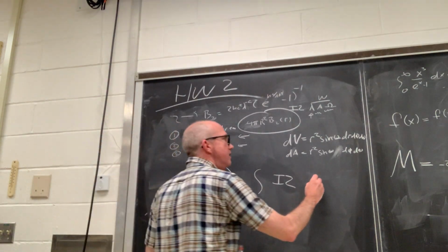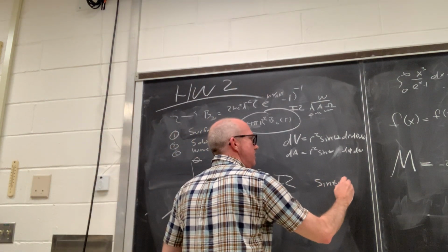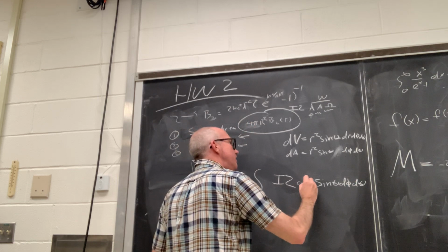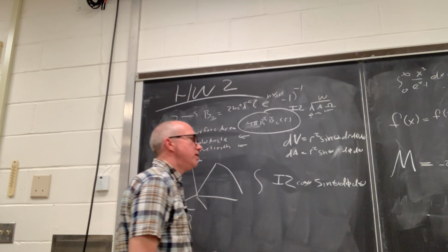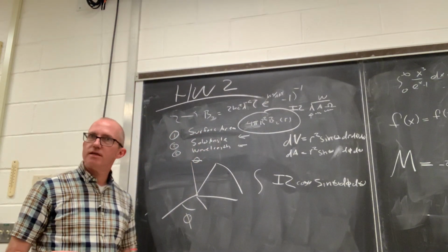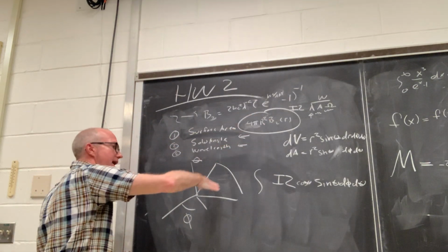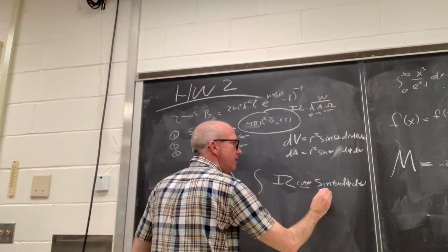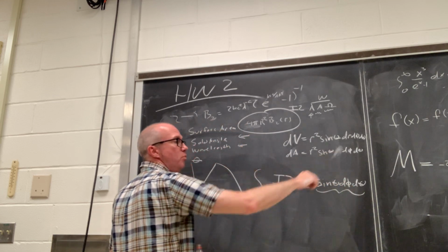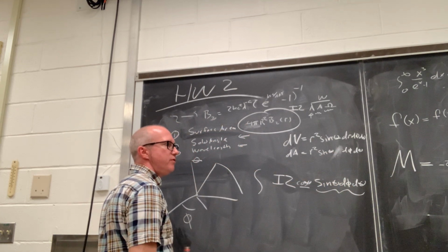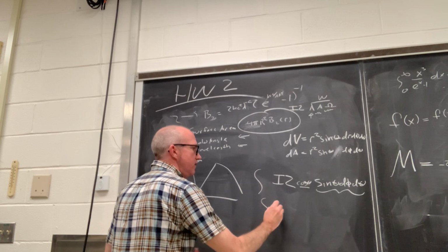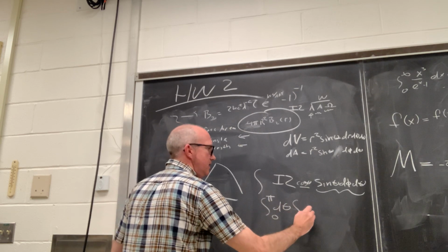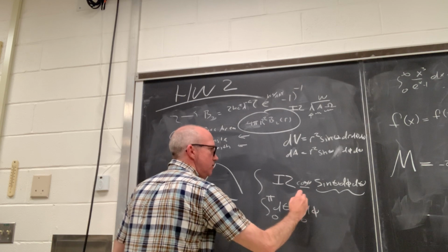I still get a sine theta d phi d theta, but then I also get a cosine theta for the projection because the photons are coming at an oblique angle. I don't get as many of those photons because they're spread out. So I get a cosine theta, and then this is the same angle components that I had before. So this integral d theta goes from 0 to pi, d phi goes from 0 to 2 pi.